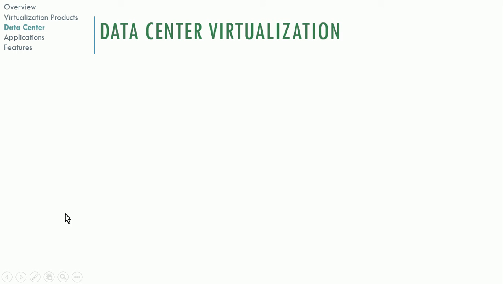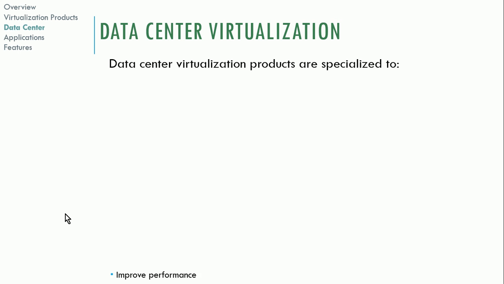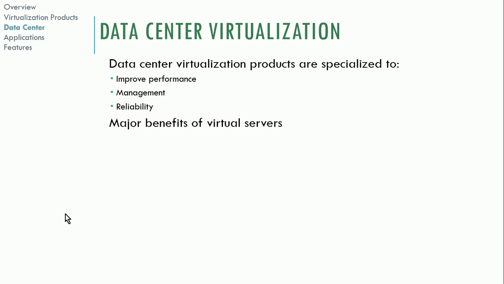Now that we looked at workstation virtualization, let's talk about data center virtualization, where we're much more concerned about performance and scalability and storage and so forth. So, as you can probably guess, for data center virtualization, we're most likely going to be using type 1 hypervisors as opposed to type 2 hypervisors, which we talked about previously. Data center virtualization products should be able to improve performance, help with management and reliability in the data center.